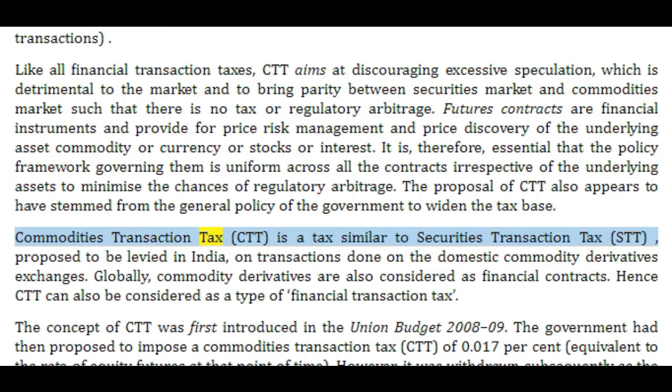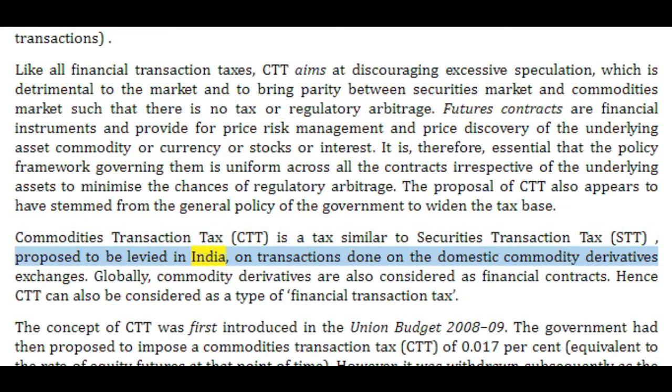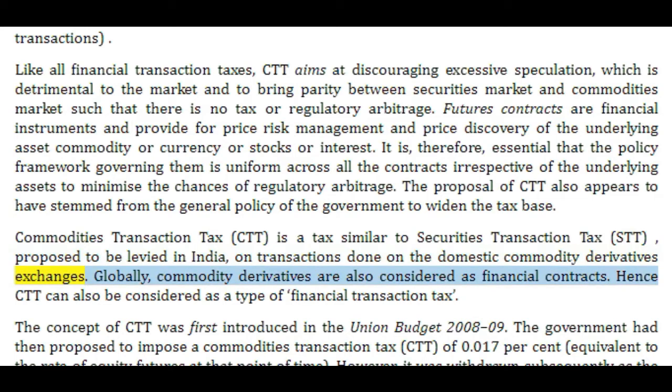Commodities Transaction Tax, CTT, is a tax similar to Securities Transaction Tax, STT, proposed to be levied in India on transactions done on the domestic commodity derivatives exchanges. Globally, commodity derivatives are also considered as financial contracts. Hence, CTT can also be considered as a type of financial transaction tax.